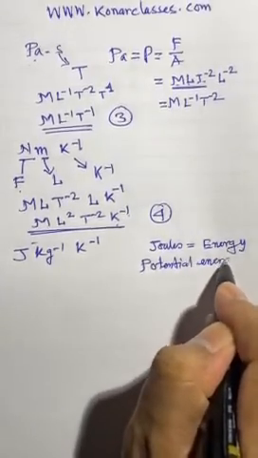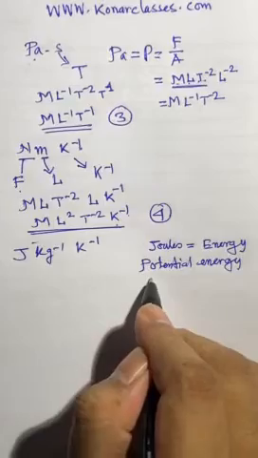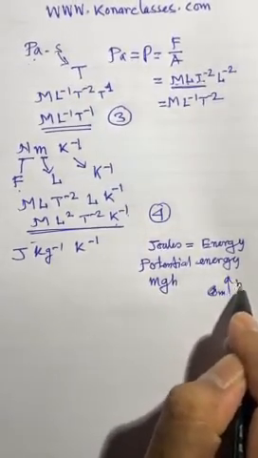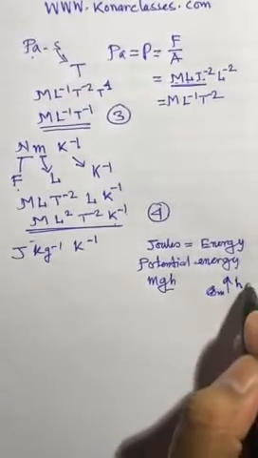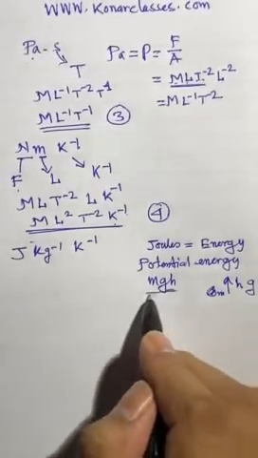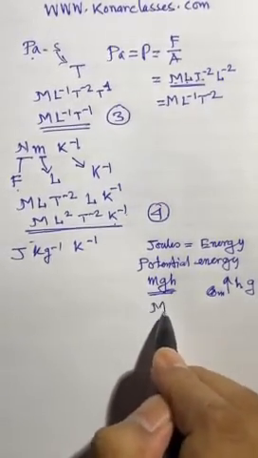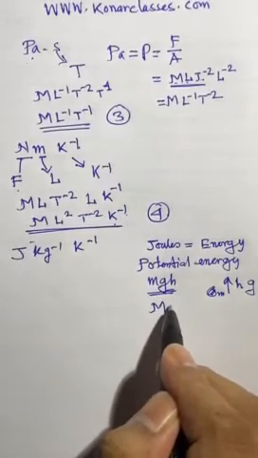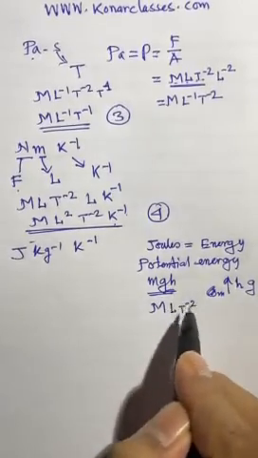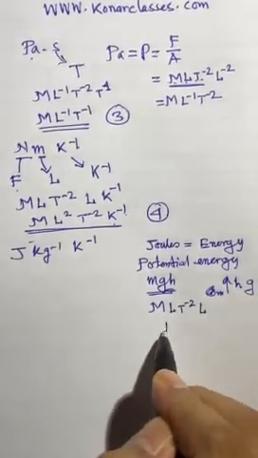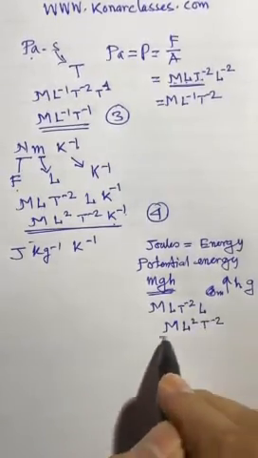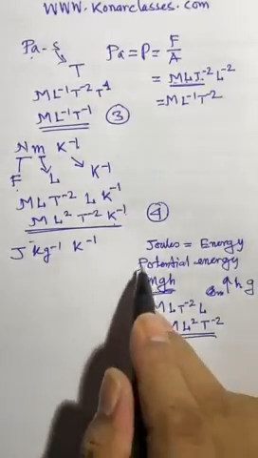Potential energy is mgh. We know that it's a mass of m. If we put a certain height h, then the potential energy, and g is the acceleration due to gravity. So mgh, its dimension will be m for mass, g is the acceleration, so l t to the power minus 2, and h will be l. So if we put that, m l square t to the power minus 2. So this is basically joule, energy.